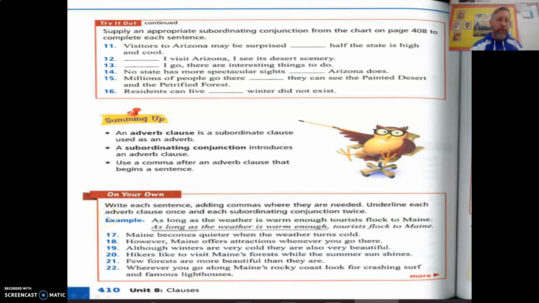So pause the video, just kind of go through 17 to 22. It might be good to do it on a piece of paper, but you could probably do it up here as well. But just go through each example. I just want to make sure you're feeling comfortable before you do the worksheet assignment.